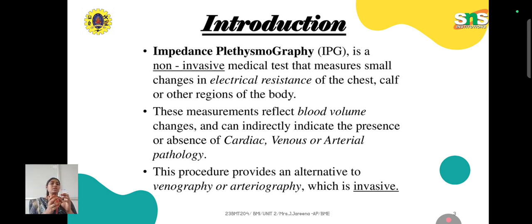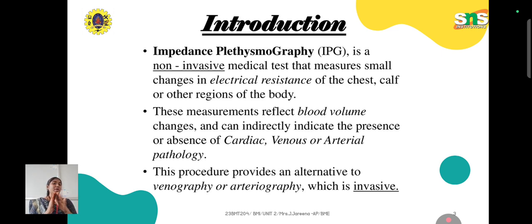This procedure is an alternative or substitute to techniques called venography and angiography, which are invasive methods. If you take venography and angiography, these are invasive methods where you have to make an incision to send the device to make an assessment of blood flow. But here we are just going to follow a non-invasive method.